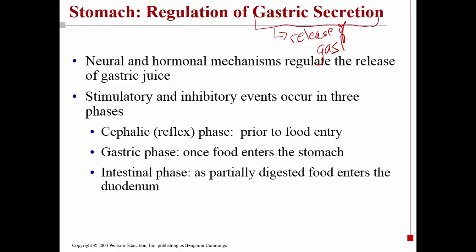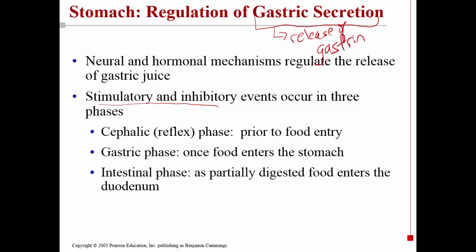So what causes the release of gastrin? Well, there are both stimulatory and inhibitory events that occur. In other words, some things stimulate the release of gastrin and other things inhibit it. The things that stimulate or inhibit result in a reflex. So the release of gastrin is due to a reflex.